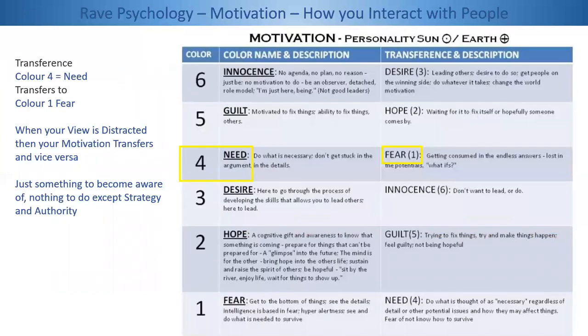So this is a helpful little chart to show you that the transference from need, being do what's necessary, don't get stuck in the argument in the details, transfers into fear, which is a colour 1. So we're looking at the colour harmonics here. 1 and 4, if you like, are harmonic to each other, as like 2 and 5 and 3 and 6. So fear, as a line 1, colour 1, has that quality of the security, needing to get down into the depths, down into the basement.